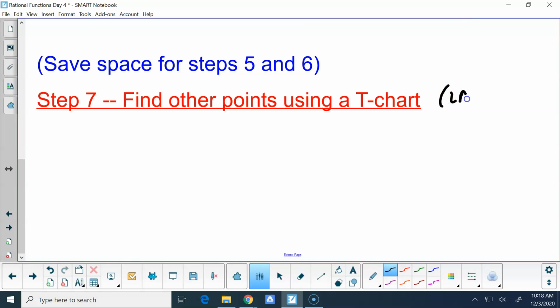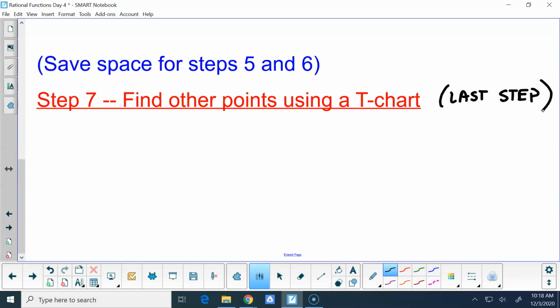How much do we need for 7? For 5 and 6, you mean? Yeah, I would save a lot of space because 5 and 6 are the big steps. Okay? So I would save at least like 10 lines or so. So go to the bottom of your page and put step 7.